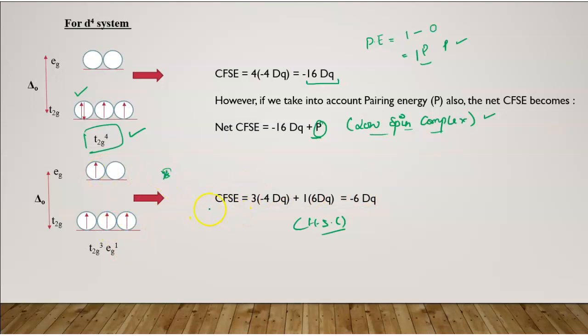What will happen, how you will calculate CFSE, see 3 electrons are present in T2G, so you can multiply 3 with -4 dq, and 1 is present in EG, so you can multiply +6 with 1 electron. Okay, so this will result in total -6 dq, correct. So that is how you are going to calculate for low spin and high spin complexes.